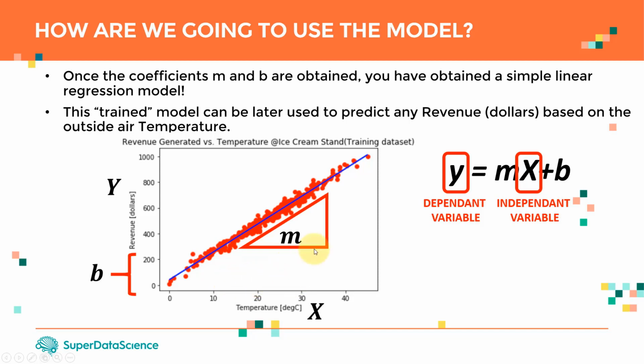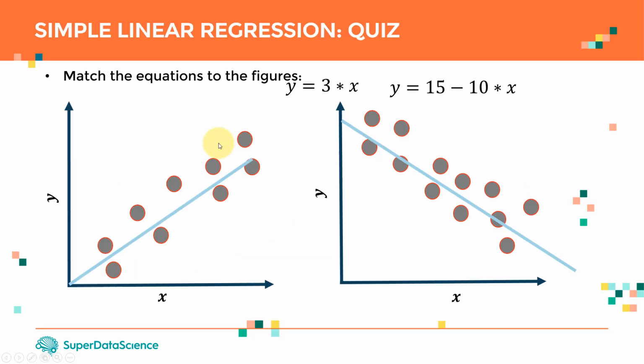Which means I can come up with a new temperature, maybe 60 degrees, for example, on a crazy day, and then I can predict revenue, let's say, to be 1,200, which we never had as data points beforehand. Okay. So now it's time for a mini quiz, or a mini challenge.